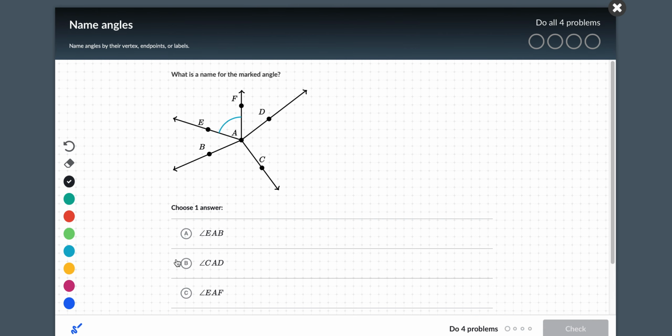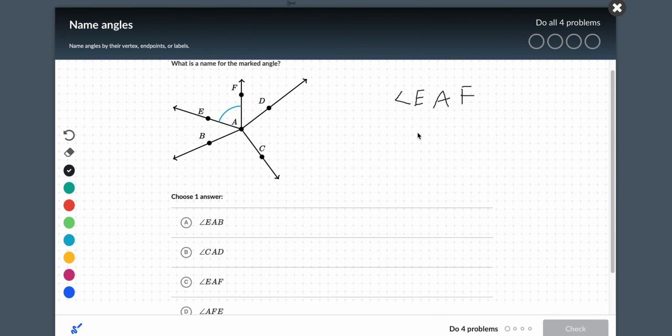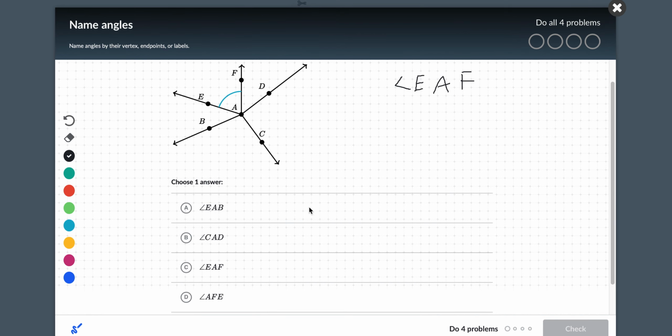So what is this angle? Okay, so first we're going to find the center angle and put it in the center. Then we're going to find the angle to one side, which of course is E. And then we're going to find the angle to the other side, which is F. And then we're going to do this sign to show it's an angle. And now we just have to look for one that matches this. So it's C.